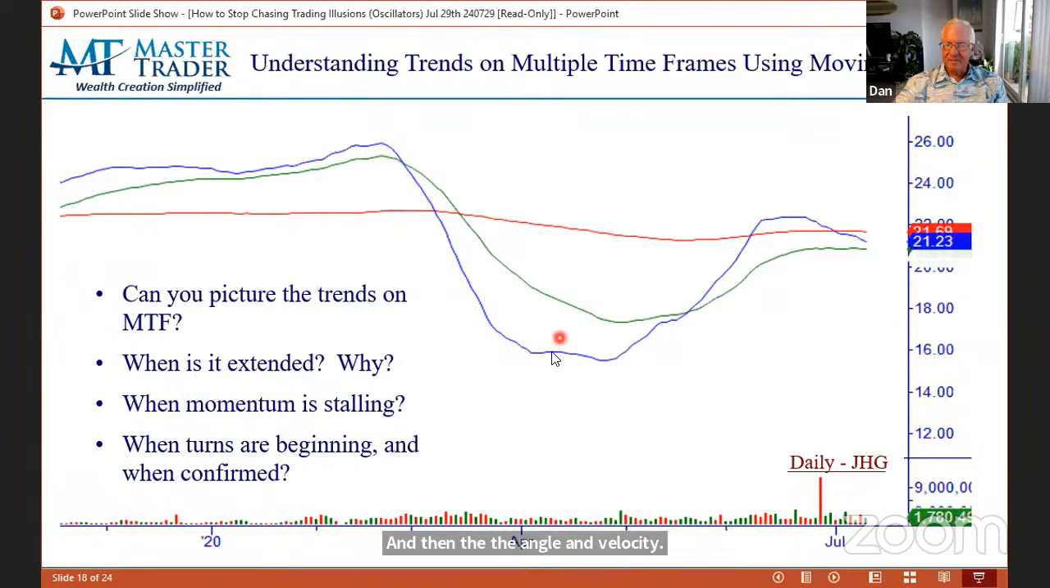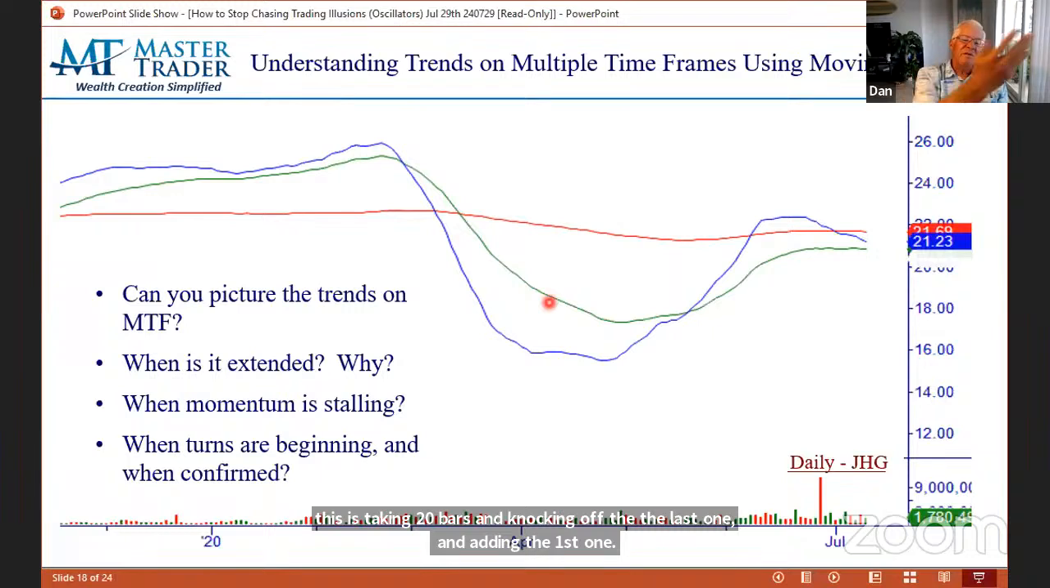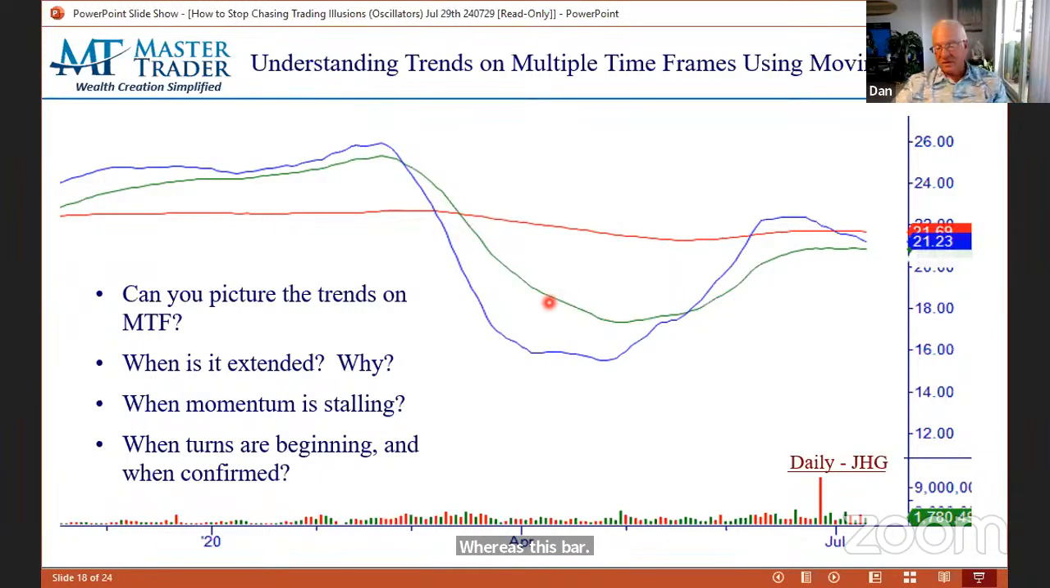Now see over time, remember, because they're delayed, this is taking 20 bars and knocking off the last one and adding the first one, whereas this one is going 50 back and knocking one off. That's why they're slower moving. And we've been doing these MT lives for over 6.5 years, whatever it is, and we've had, on almost every subject I can think of, intelligently using moving averages. So this is telling me this thing's been tanking.